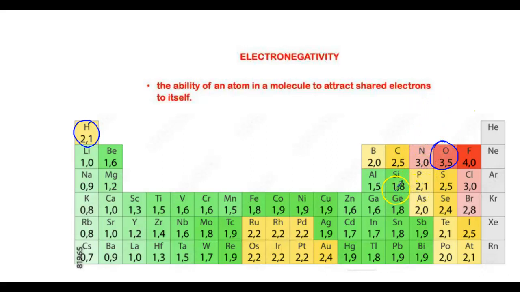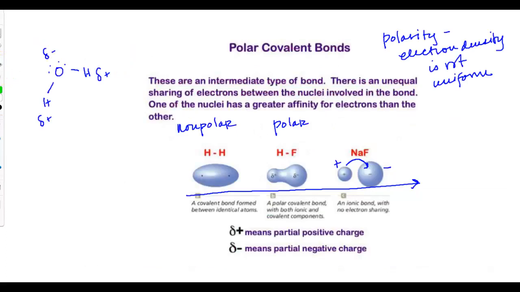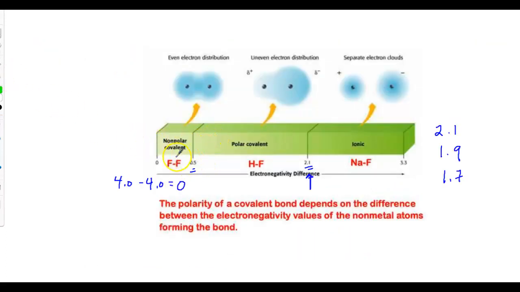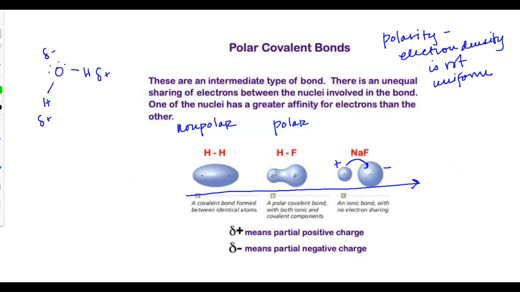Well, phosphorus and silicon, right? 2.1 minus 1.8. That has a difference in electronegativity of 1.3. I'm just taking these two numbers and finding the difference. According to this reference, 0.3 would be a nonpolar covalent bond. It wouldn't be as pure a nonpolar covalent bond because it's not 0, but we would still consider that in the nonpolar range. Okay, polar covalent bonds would be something that have a little bit higher, like hydrogen fluoride.